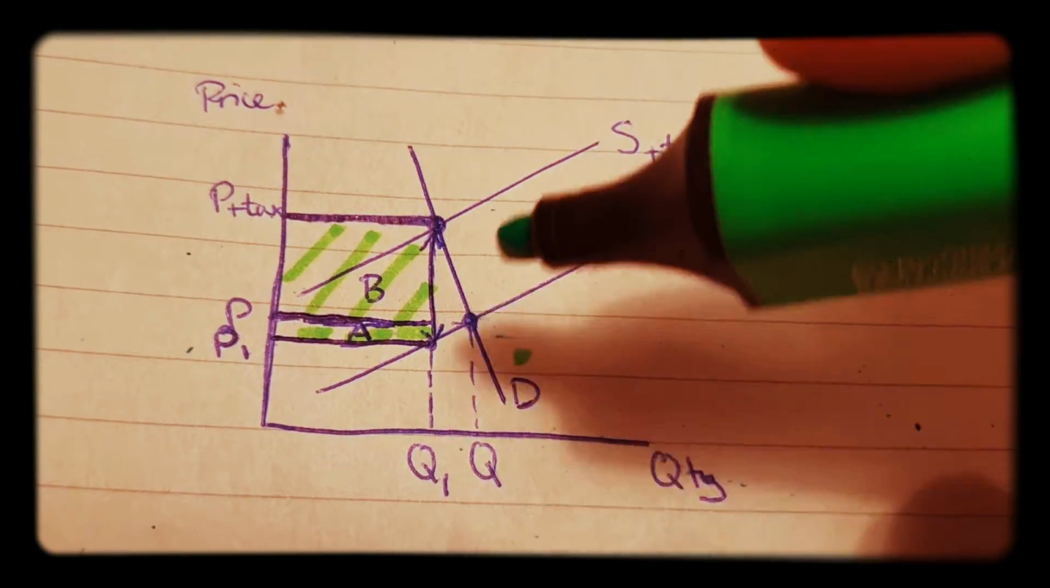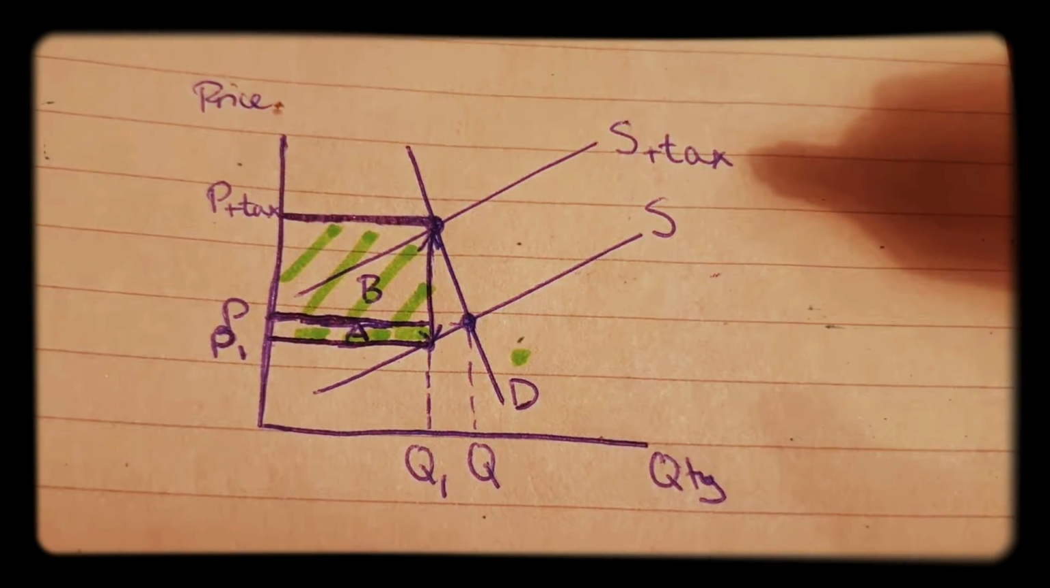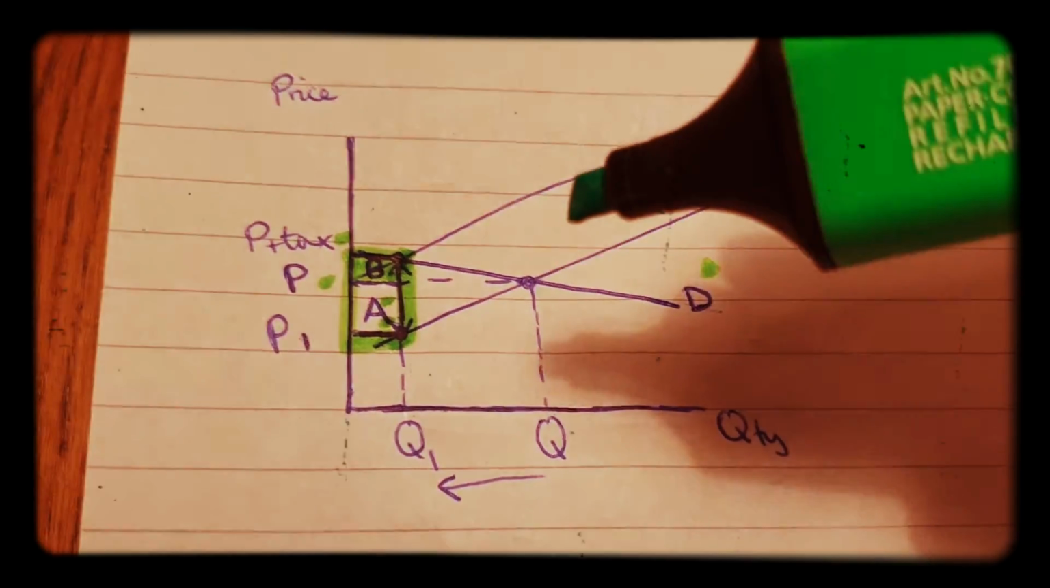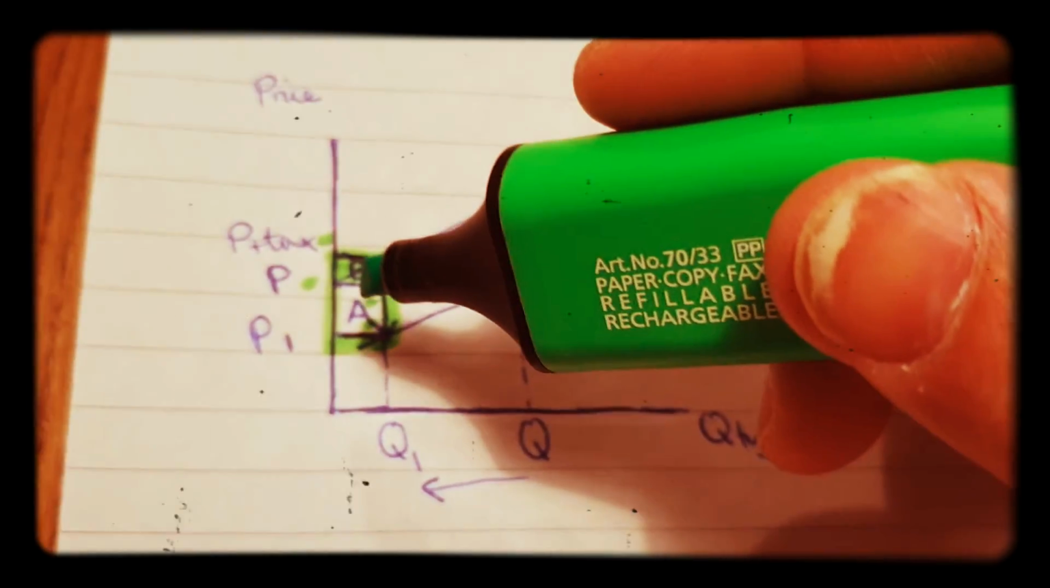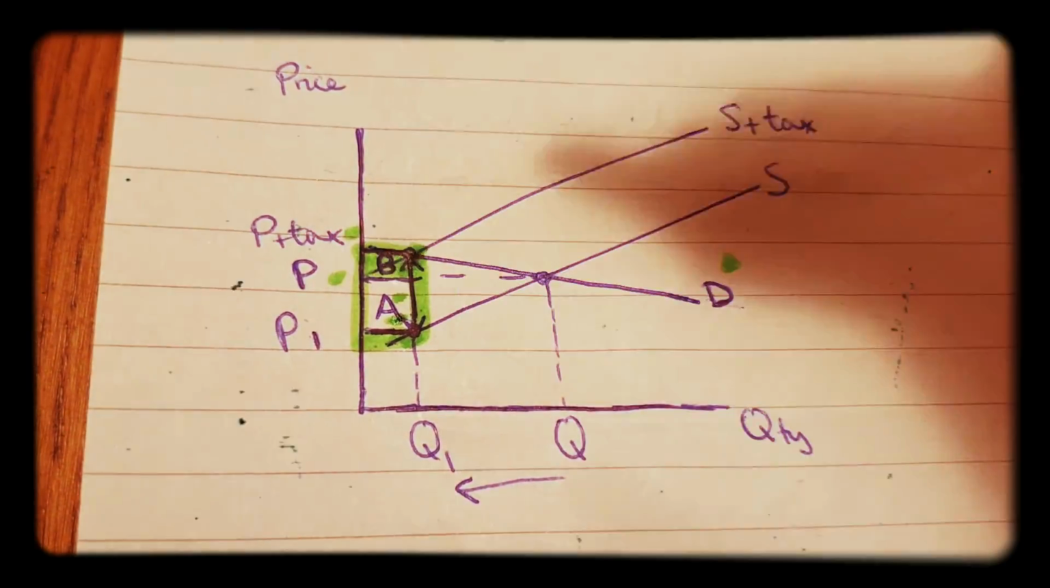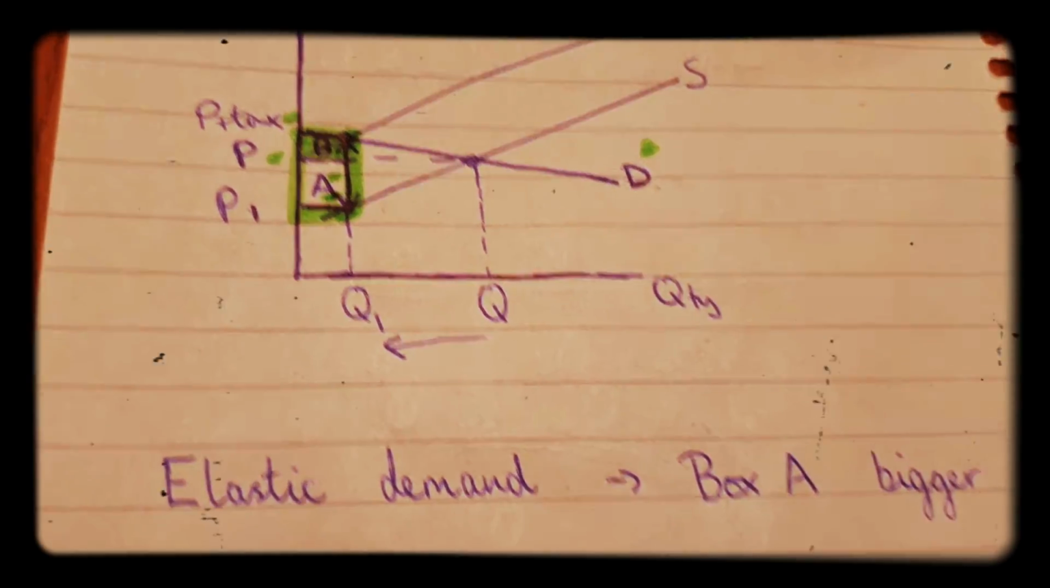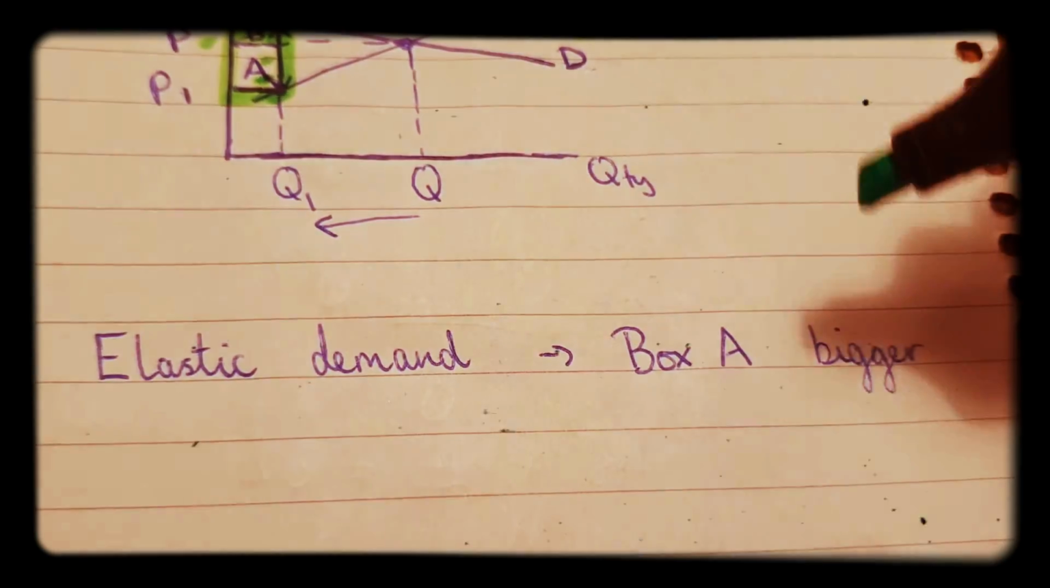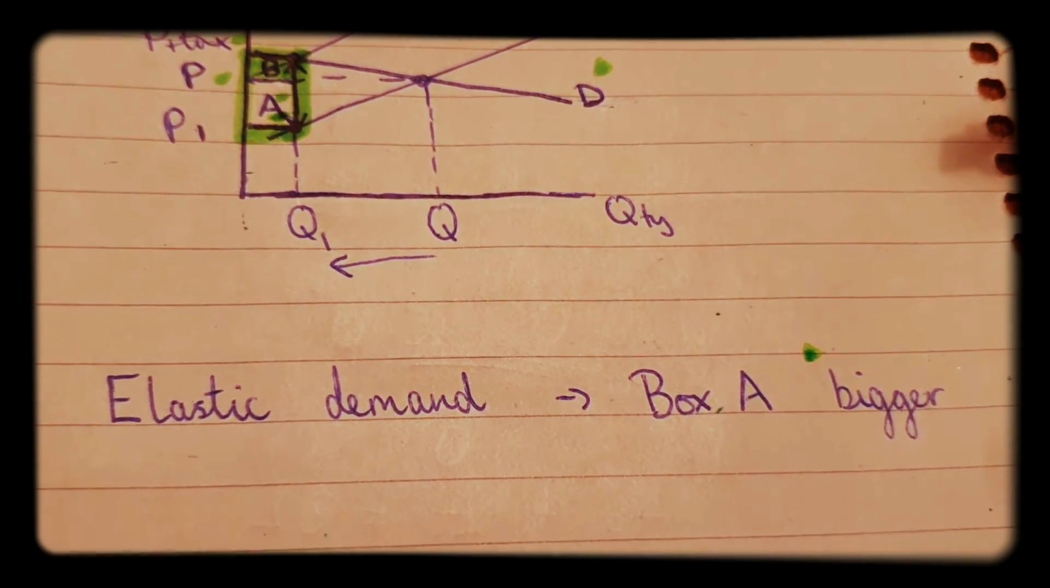The consumer paid a lot more, the producer paid a little. With the elastic demand curve, the producer pays a lot, as you can see by box A, and the consumer pays only a little bit. So with elastic demand, box A is bigger.